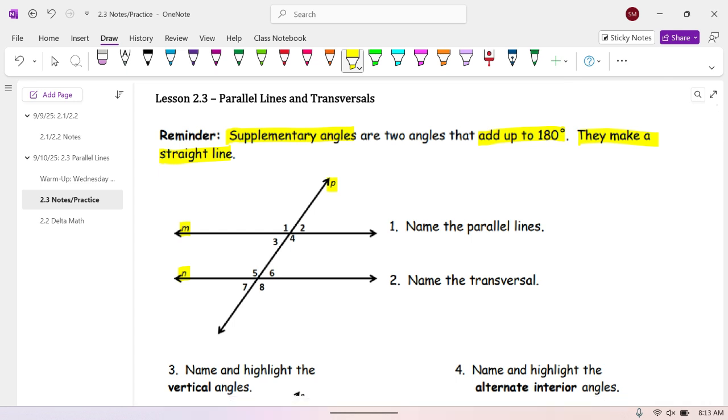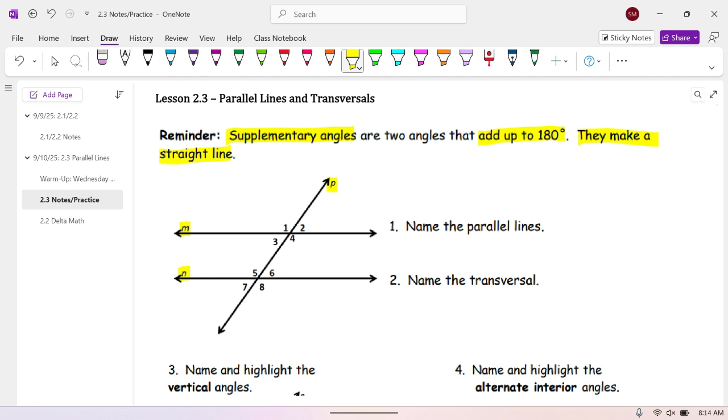Another way they could name the line is, say if they had a point here, it's an AB. They could have said that's line AB. But if they don't have those points, look for the little letters that make the line.